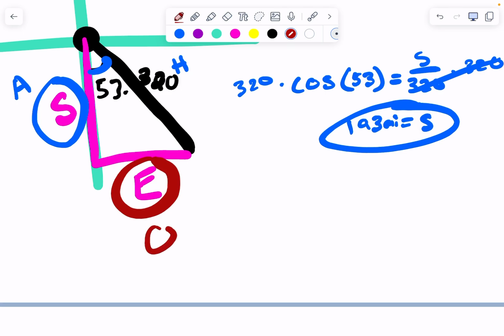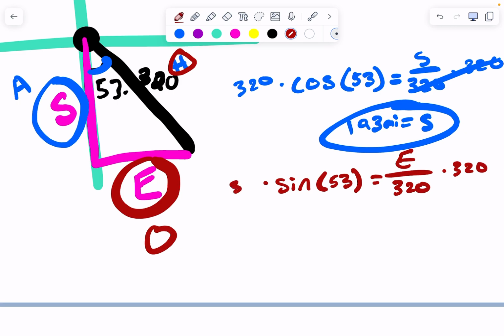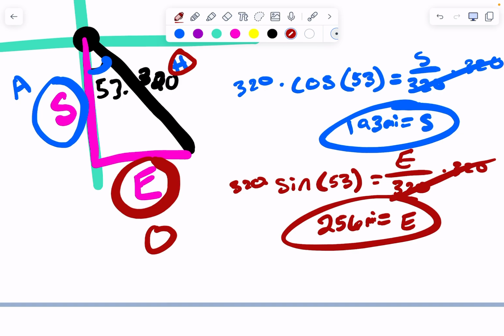Then we do the same thing again, but this time we do east. So we're trying to find opposite and hypotenuse. Sine of 53 equals east over 320, times 320. 320 sine of 53. The east direction is how far? 256 miles. So we are that many miles south and that many miles east of where we started from.